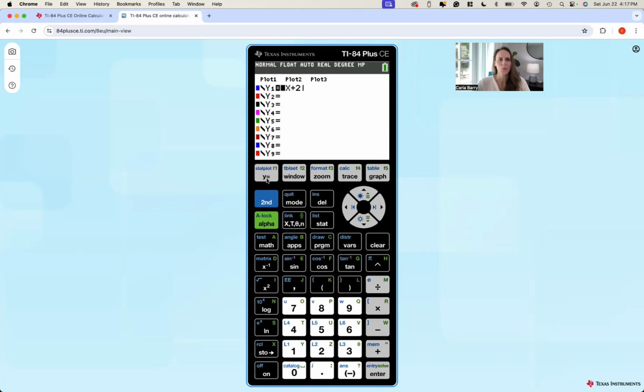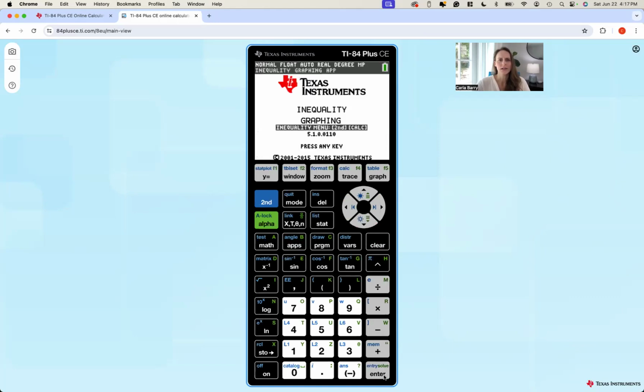Great. So if I go to y equals right now, if I go to the left, do you see how I just have that little flickering box? And if I press enter here, nothing really happens. So I want to change that equal sign to an inequality symbol. To do that, I'm going to go to apps and then down to an equals and press enter. And do you see how it says here, press any key? So I'm just going to press enter again.